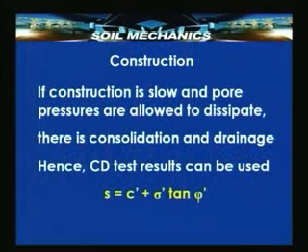So, if you take construction, if it is slow and pore pressures are allowed to dissipate, there is consolidation and drainage, S is equal to c dash plus sigma dash tan phi dash, where all the parameters involved are drained parameters and effective parameters. If the construction is, on the other hand, rapid, pore pressures are not allowed to dissipate, the shear strength equation becomes S is equal to Cu plus sigma tan phi u, where Cu and phi u correspond to undrained conditions.